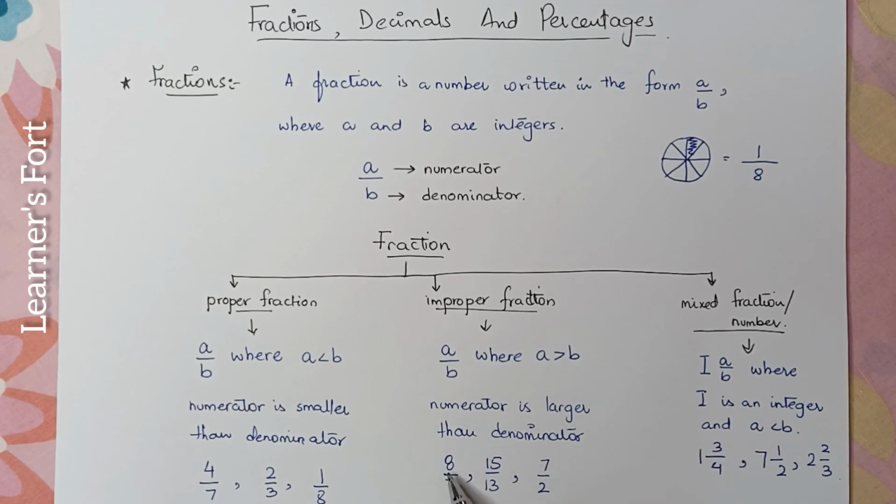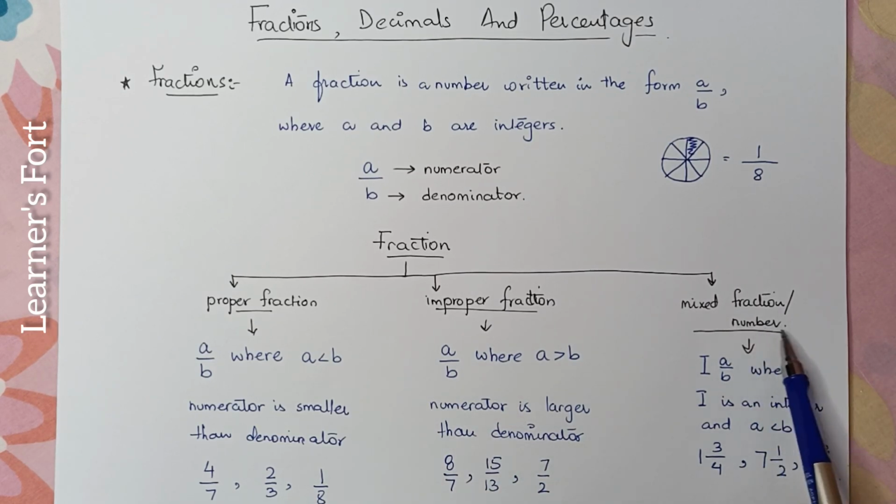Here, 8 upon 7: you can see that the numerator is greater than the denominator. 8 is greater than 7. 15 upon 13: 15 is greater than 13. 7 upon 2: 7 is greater than the denominator. So it is an improper fraction.